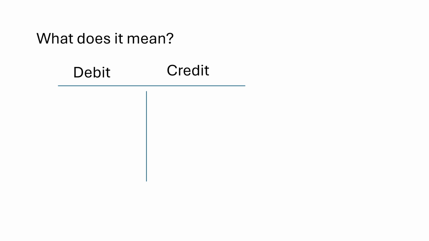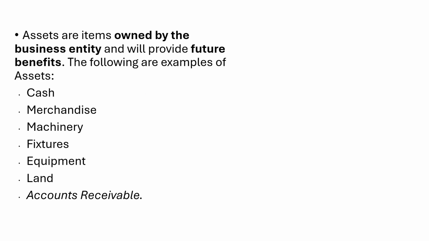Now, what does it mean actually? As we gave one example earlier, debit is on the left hand side that increases the assets and credit is on the right hand side that decreases the assets. So let's take it as a golden rule that debit is always towards left and credit is always towards right.